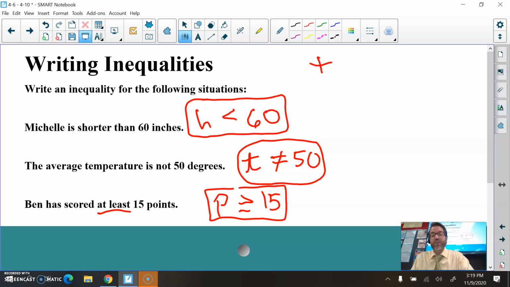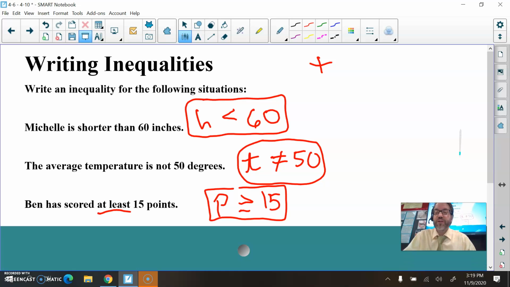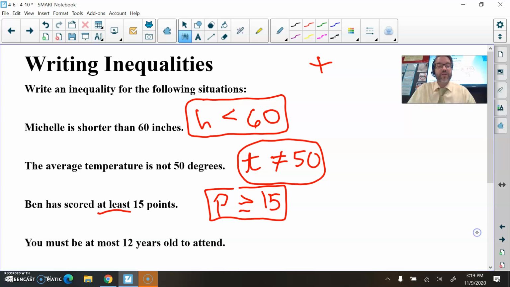Let's check another one out here. And my picture is getting in the way. I'm going to have to move my picture here so I can move my screen here.